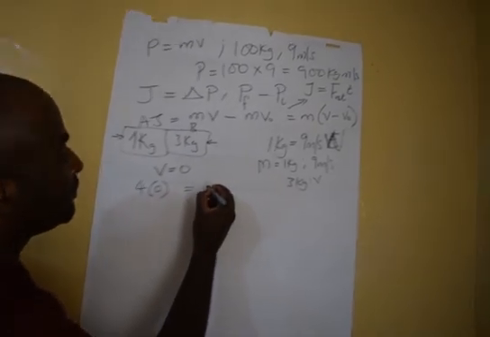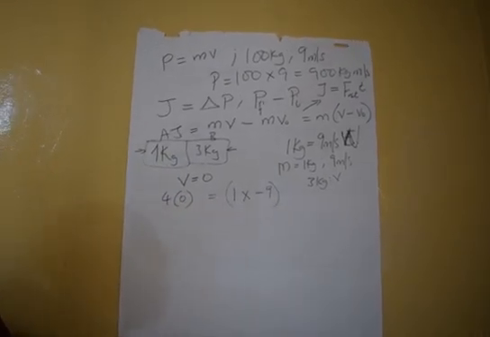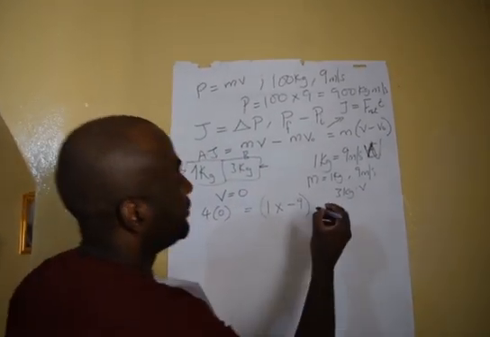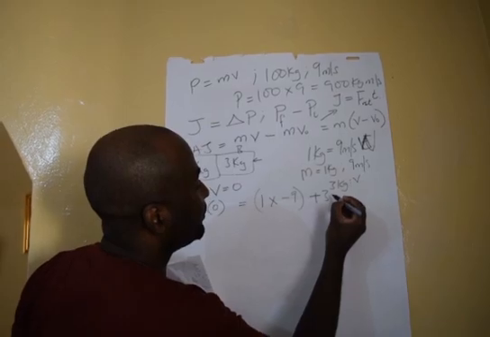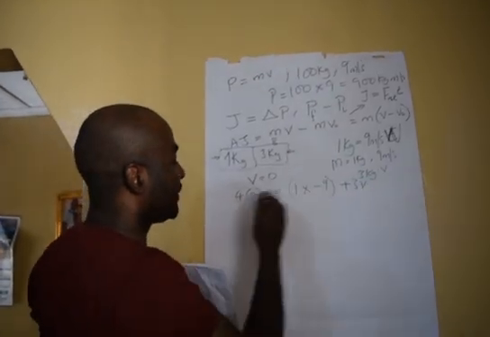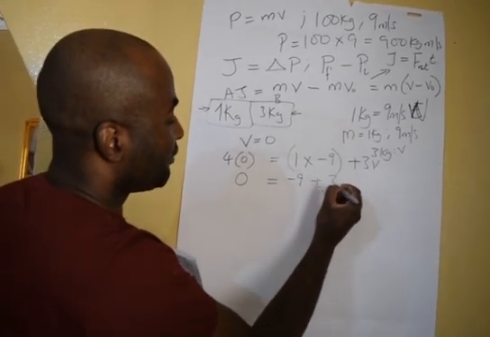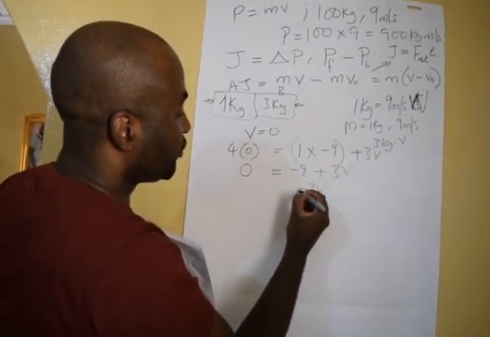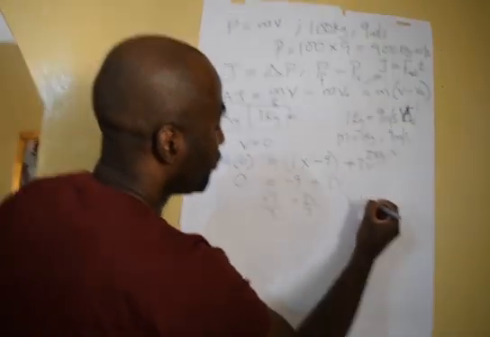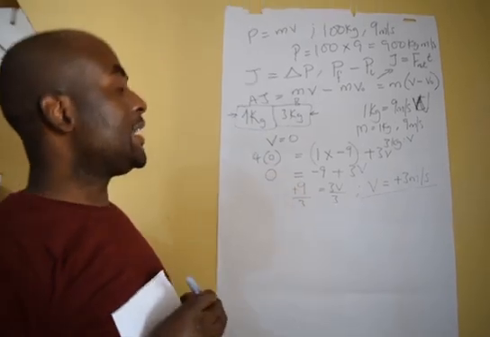Then in the after picture you are going to have 1 times negative 9. Why 1 times negative 9? Because west is the negative direction. Then plus 3v, because you don't know the other velocity. So then you say before is equal to after. So 0 is equal to minus 9 plus 3v. Then 3v is going to be equal to plus 9, over 3 over 3. So your v will simply be plus 3 meters per second, meaning 3 meters per second east.